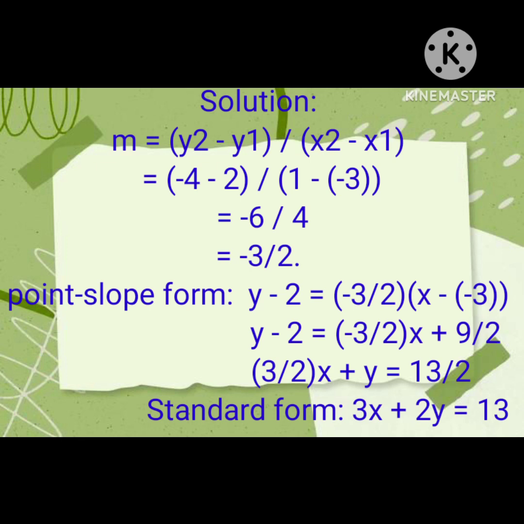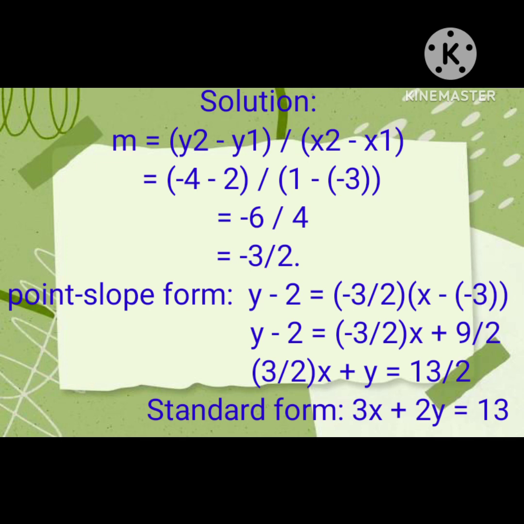We can calculate the slope m using the formula m is equal to y sub 2 minus y sub 1 all over x sub 2 minus x sub 1. Substituting the values, we have m is equal to negative 4 minus 2 all over 1 minus negative 3. We have negative 6 over 4, and then simplifying, we have negative 3 over positive 2.